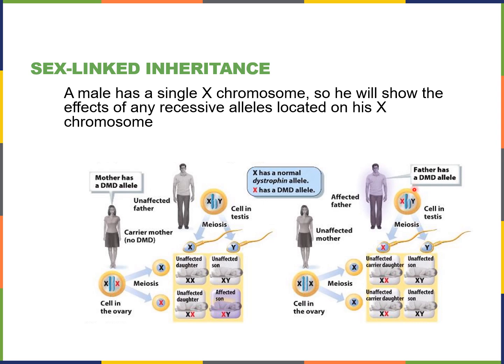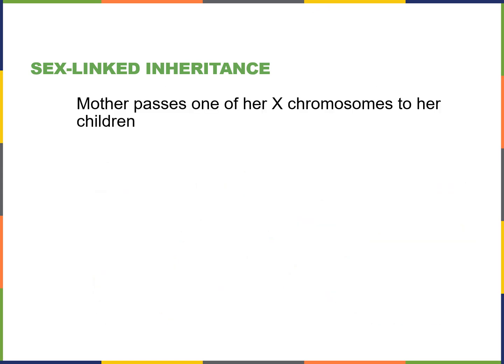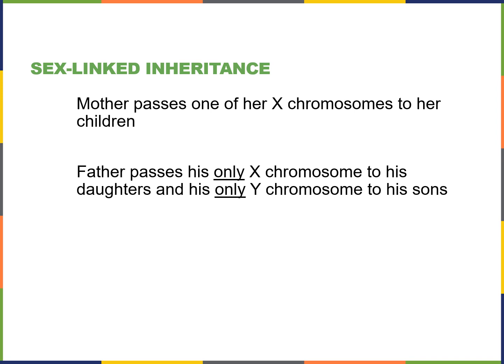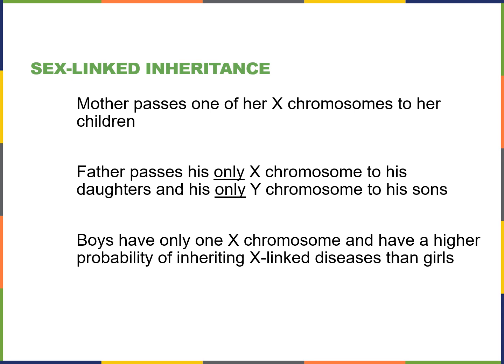You can see the other example here where dad is affected and mom is not. And again, now our chances of being affected are 0%, basically. If mom did have an affected allele here, we would increase our chances, obviously, but because dad's passing down the Y, he can't possibly pass that to his son. But he can make his daughter a carrier. Okay, so mom is passing one of her X chromosomes. Father is only passing his X chromosome to his daughter and his Y chromosome to the sons. Boys only have one X chromosome, and so they have a higher probability of inheriting X-linked diseases than girls.